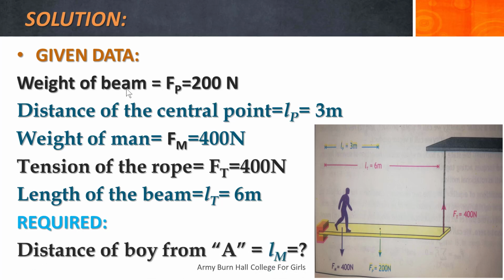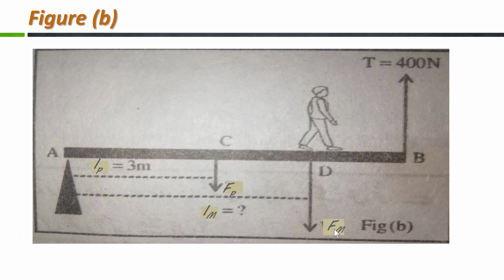Let's say that we are naming this point as A, so we have to calculate the distance of this boy or man from point A, LM. Okay, so we have written all the values which were given, and we have to find out the required value. So you can see a rough figure. Let's say that this is the point where the boy is creating the breaking tension in the string. If he moves further, this string will break.